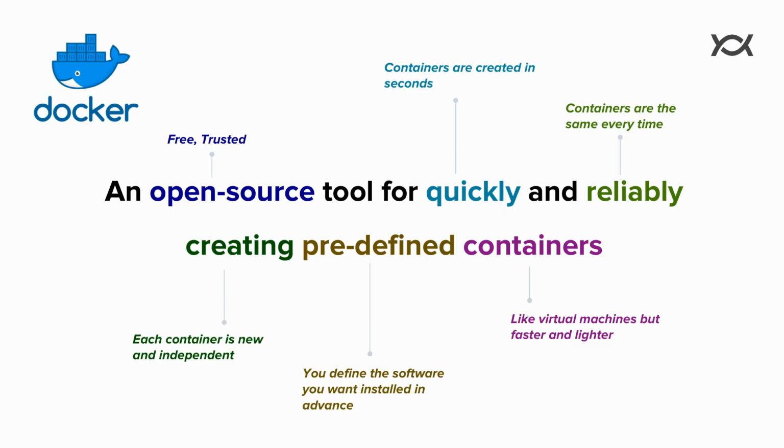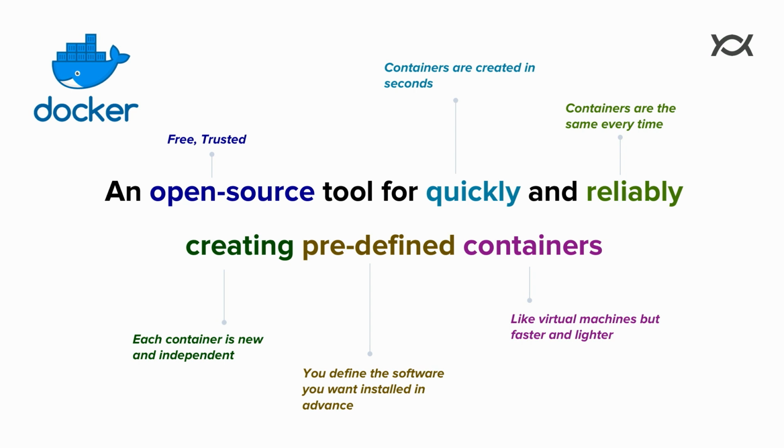OK. As promised, Docker. What is it again? It's an open source tool for quickly and reliably creating predefined containers. So it's open source. It's free. It's trusted, very, very heavily used across the ecosystem. It's a tool for quickly creating these containers. And by quick, I mean seconds, like a new Docker container like this, just seconds. Reliably, every single container is identical every single time. It's always exactly the same, every container that you create. And these containers are actually created.